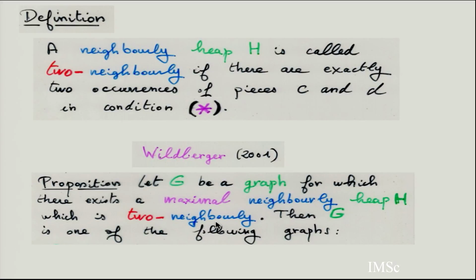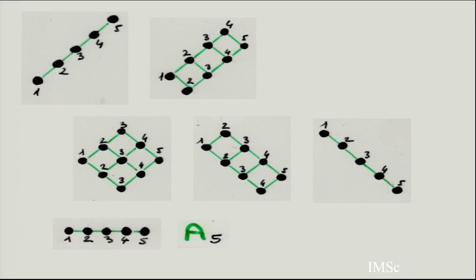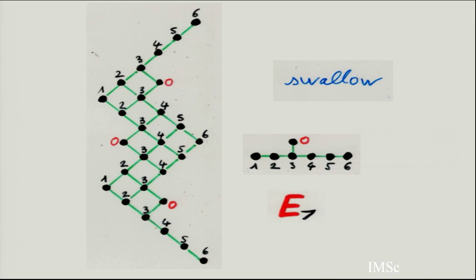Two neighborly. Let J be a graph for which there exists a maximal neighborly heap. There exists one, and which is two neighborly. So that's the only possible graph.